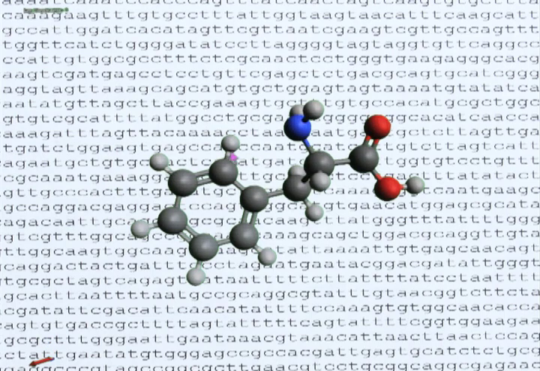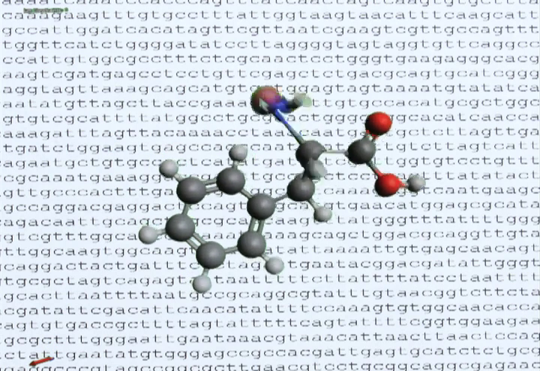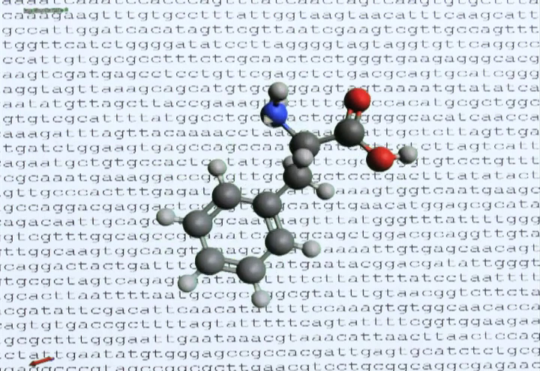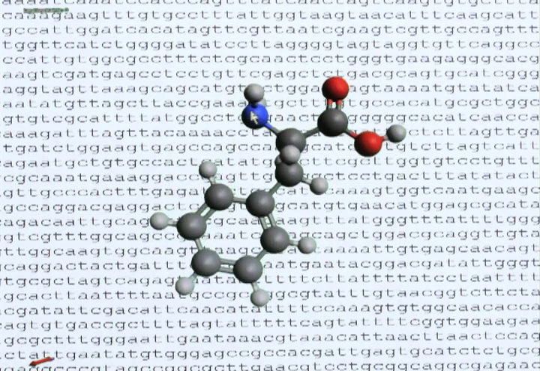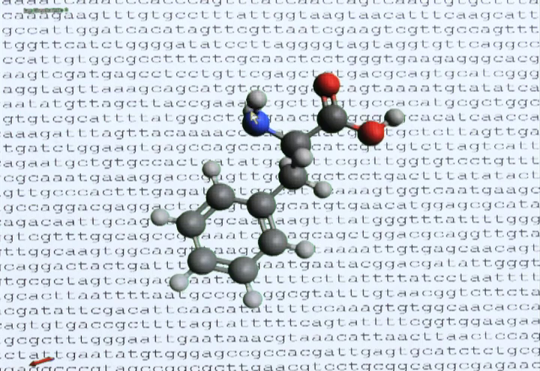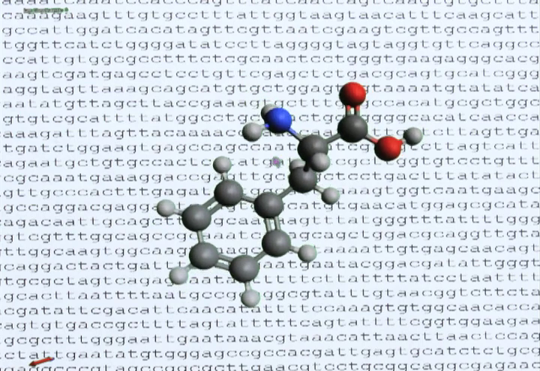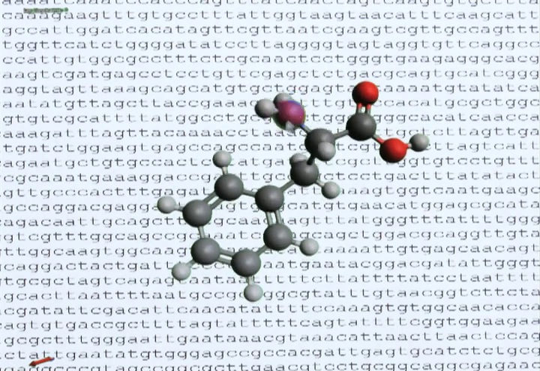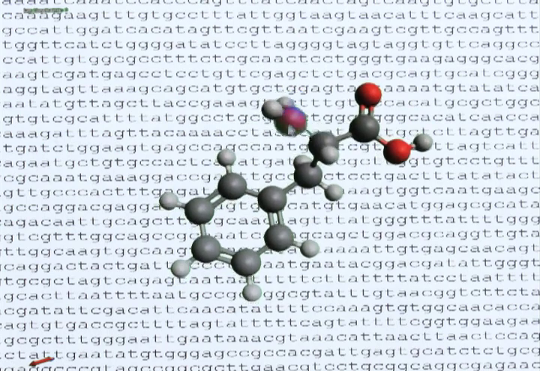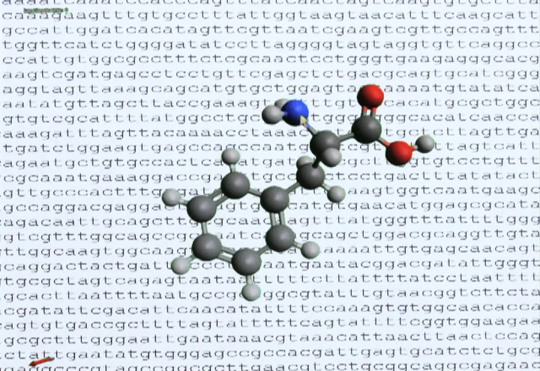Nitrogen has the highest abundance in protein. This is phenylalanine, an amino acid. The amine group is right here. And this is the carboxylic acid, and this is an aromatic ring, which we'll get to later. But this is the amine, and notice that it inverts pretty easily.